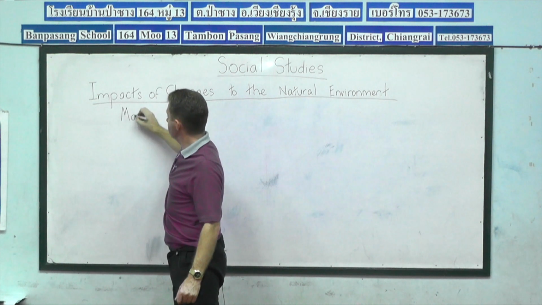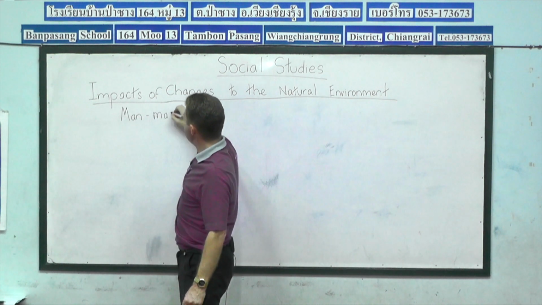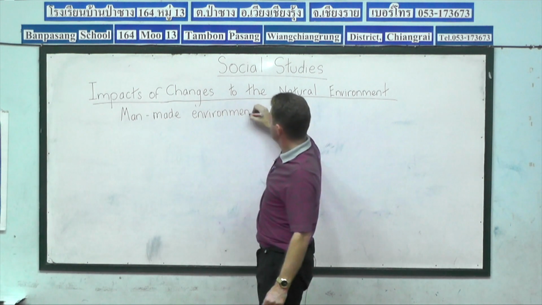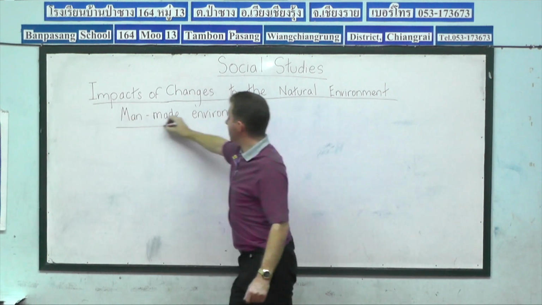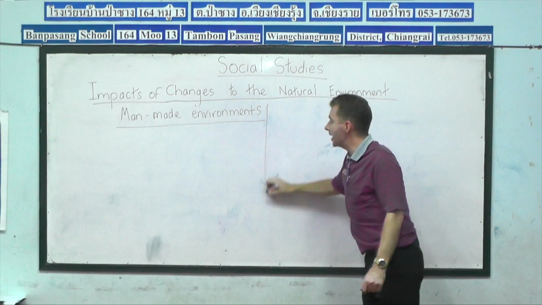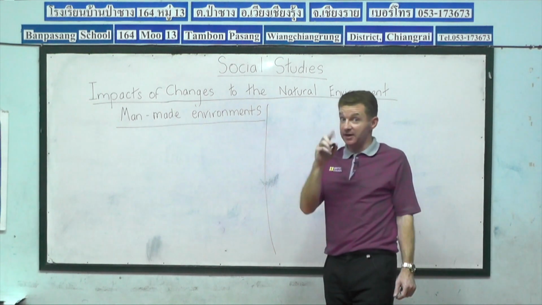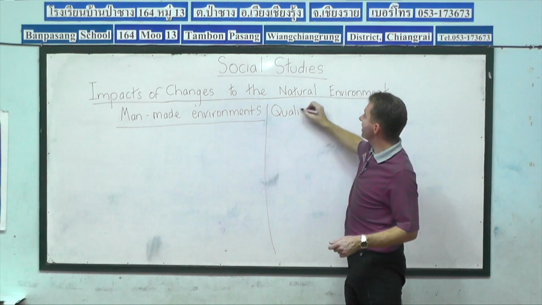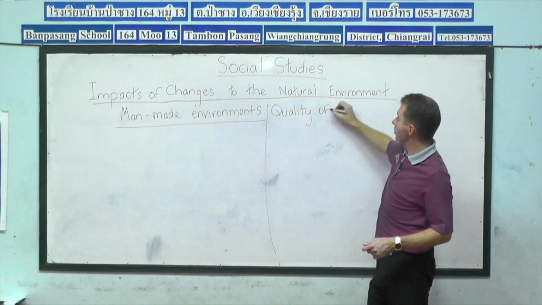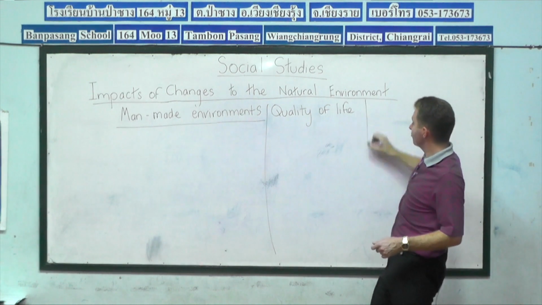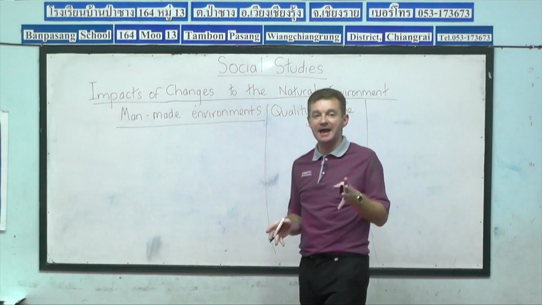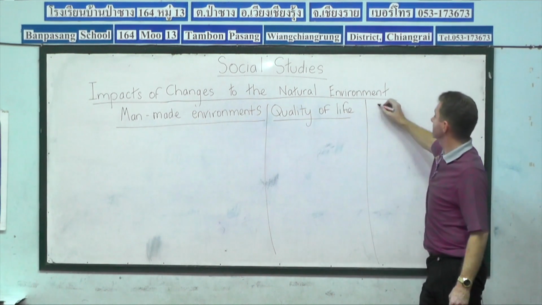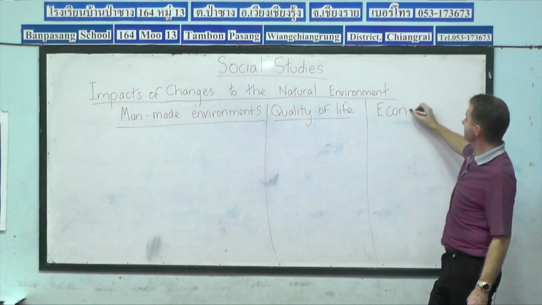So M-A-N, made environments. All together, guys. Man-made environments. So that is the first category. The second one, quality of life. Yes, so when we're looking at the different impacts, we're going to try and group them into different categories. And the third and final category was economic development.